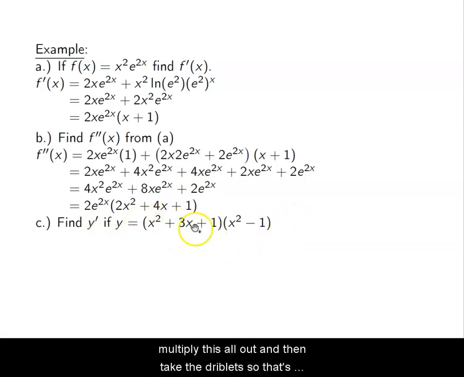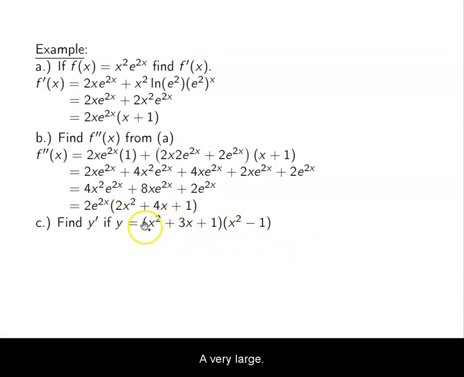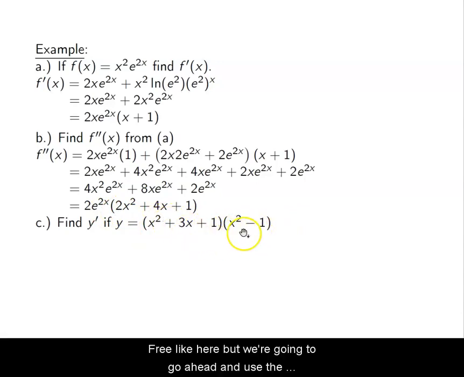We could multiply this all out and then take the derivative, so that's kind of a lot of work. It's not a whole lot of work, but it can be, especially if we have very large polynomials in each place, which we don't. I kept it pretty light here. But we're going to go ahead and use the product rule. Okay, so let's go ahead.